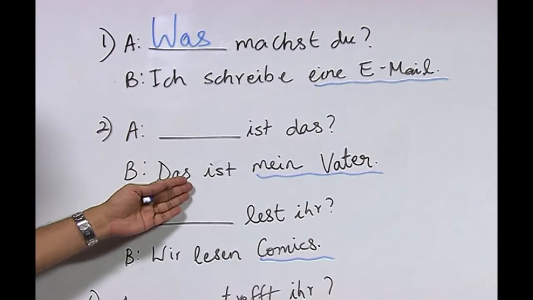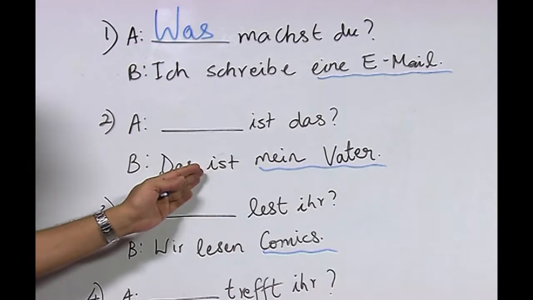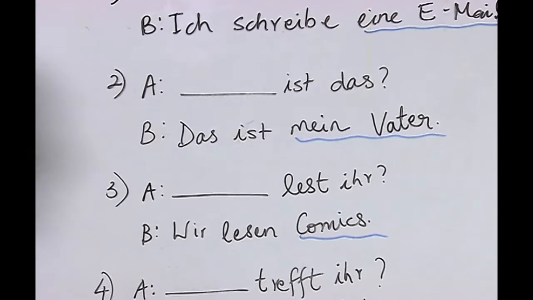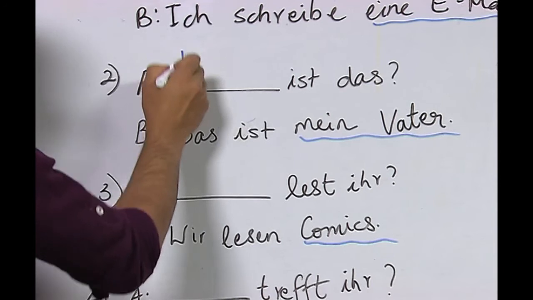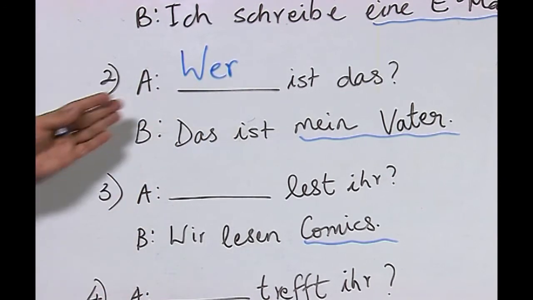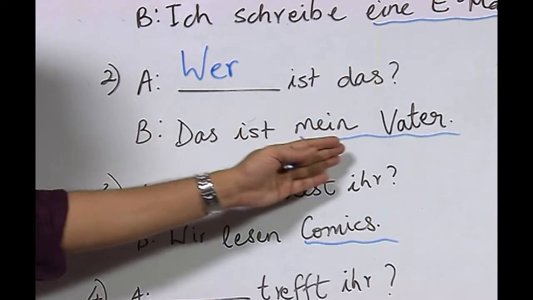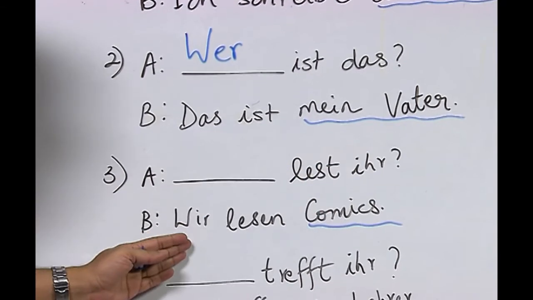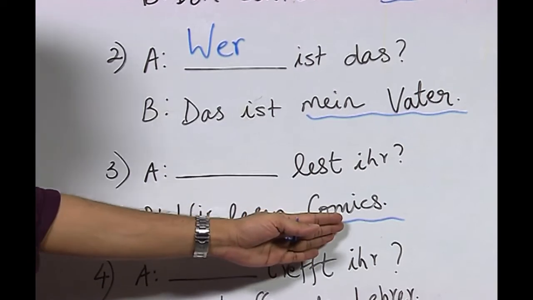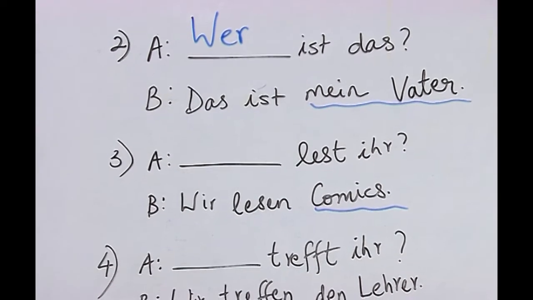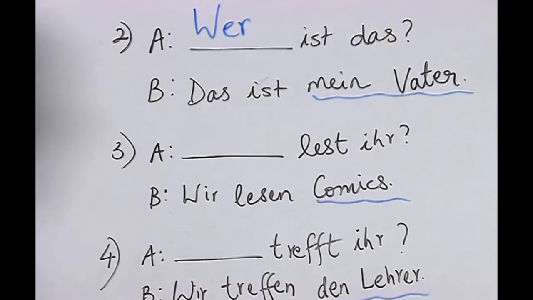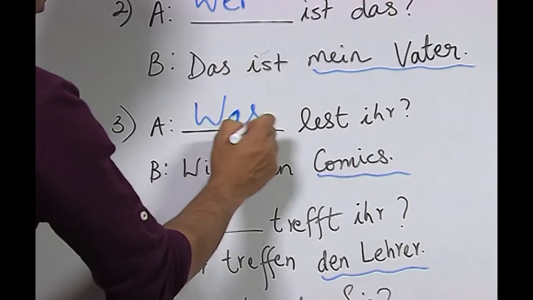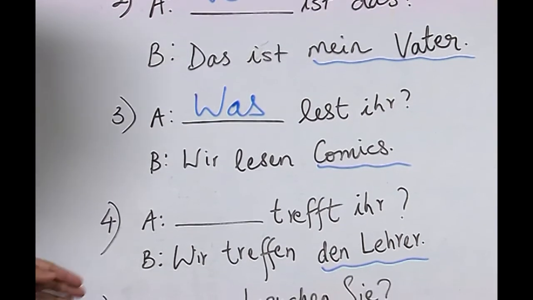Now, let us look at sentence number 2. Here we have mein Vater. Vater means father, that is my father, and you know for persons in subject case or in nominative case the Fragepronomen is wer. So, we have the question wer ist das? Das ist mein Vater. Now, let us look at sentence number 3: Wir lesen Comics. Here also you can understand that there are no living persons, they are non-living objects, and for objects which are non-living we use the pronoun was.